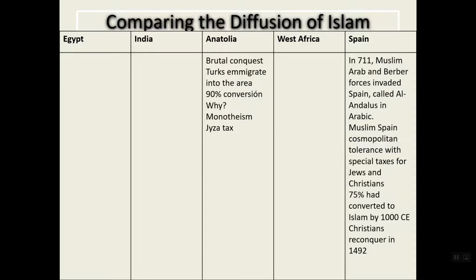But then by 1492, Christians reconquered the peninsula. Now that date might sound familiar, and it should. That's the date that Columbus sailed the ocean blue, but that's also, again, because in Anatolia, the Turks had taken over and were not allowing Christians to cross. So once Christians had taken over Spain again, they said, hey, now we can kind of go the other way.